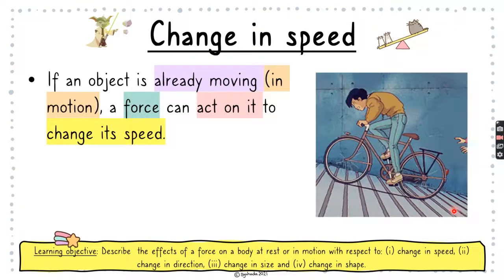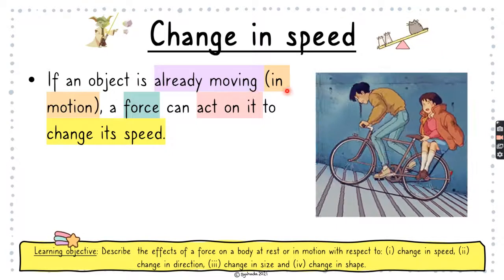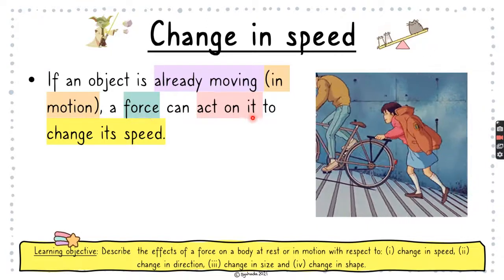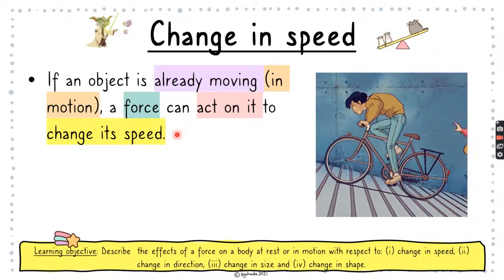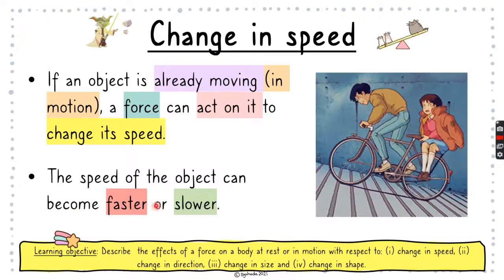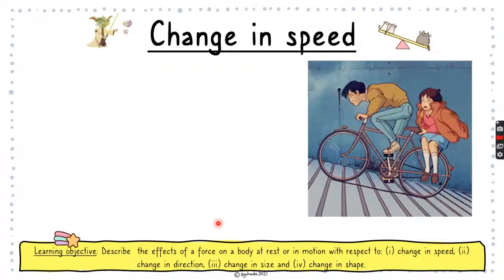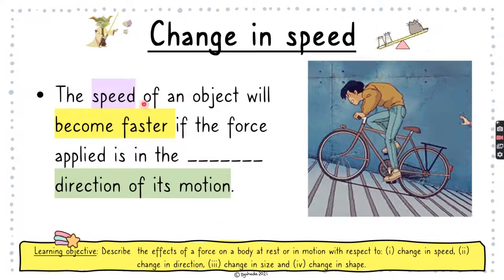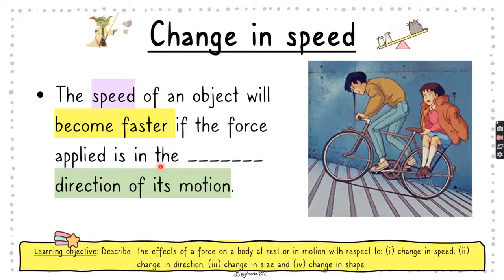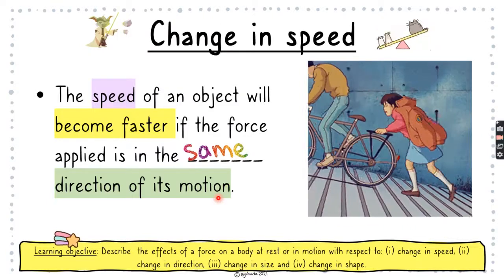For example, change in speed. If an object is already moving, that means it's in motion, a force can act on it to change the speed of that object that is already in motion. The speed of the object can become either faster or slower. The speed of an object will become faster if the force applied is in the same direction of its motion.